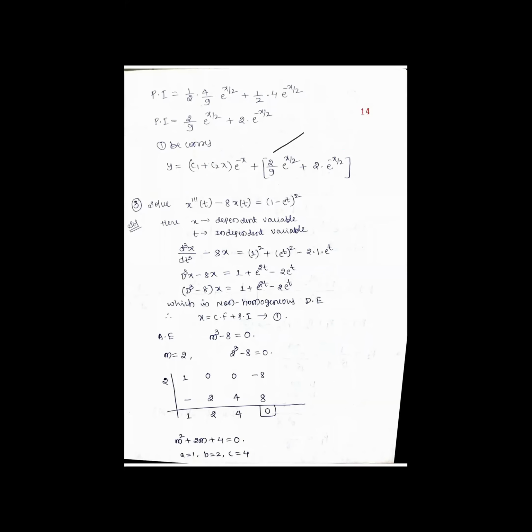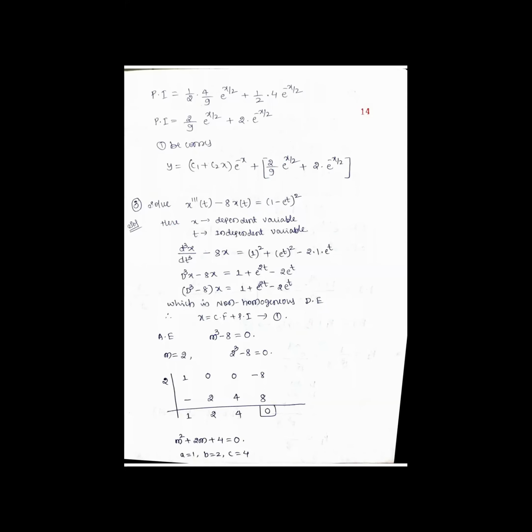So x triple dash of t is nothing but d cube x by dt cube, minus 8x. There is no derivative for this, so it is simply x. Why they mentioned t is just to say that x is a function of t. I'll write 8x, because there is no derivative as such, it is simply x. Next, 1 minus e raised to t the whole square.